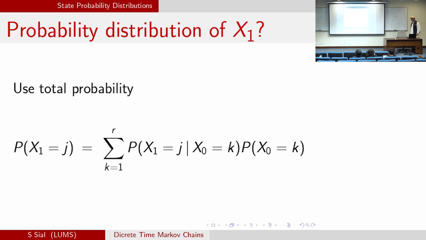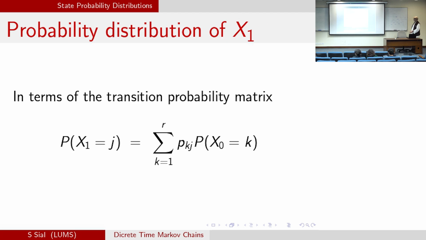So weren't we supposed to multiply the row vector times the P? Over here it's... no, I mean, you can move this over to the other side. Okay?